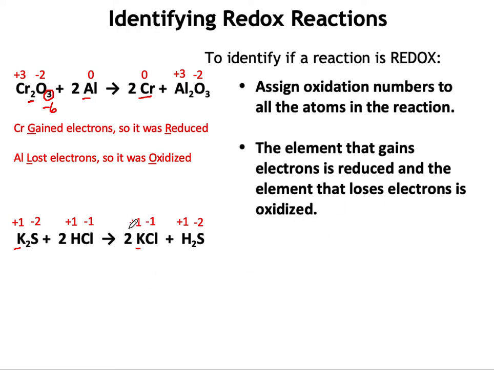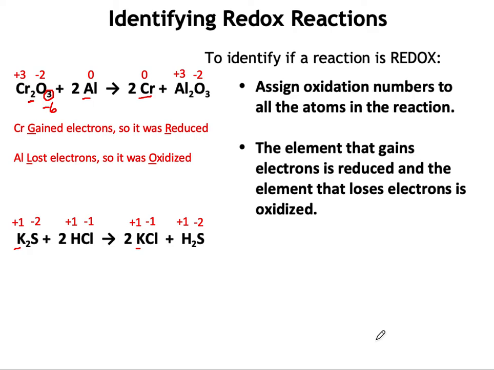It doesn't matter what the coefficients are in front, by the way. The coefficients, again, are just for balancing of mass. Right now, what we're doing is looking at conserving the charge. Mass is conserved with the numbers in front. The charge is conserved with the oxidation numbers, okay?